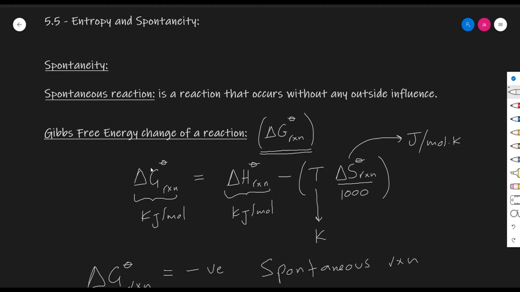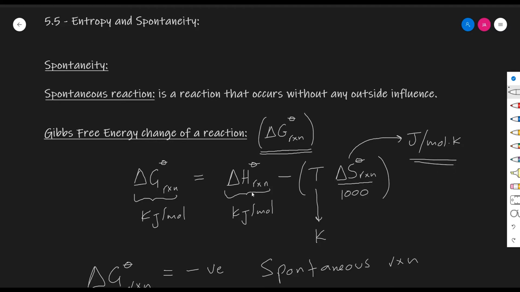Therefore, the Gibbs free energy change of a reaction is calculated by multiplying the temperature by the entropy change of reaction and subtracting it from the enthalpy change of the reaction, all of which are measured under standard conditions. As stated here, the units for the enthalpy change of a reaction are in kilojoules per mole. But we learned in video number 1 that the entropy change of reactions has units of joules per mole Kelvin.